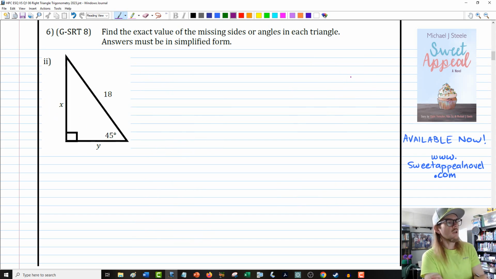The next question we're going to attack is the second one. This one features a special right triangle as well. And by the way, it doesn't look like it's drawn to scale. I wouldn't ever assume that any picture is drawn to scale in that way.